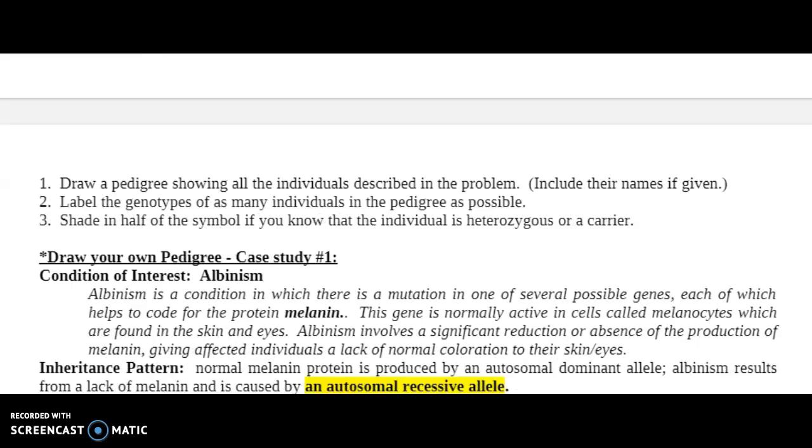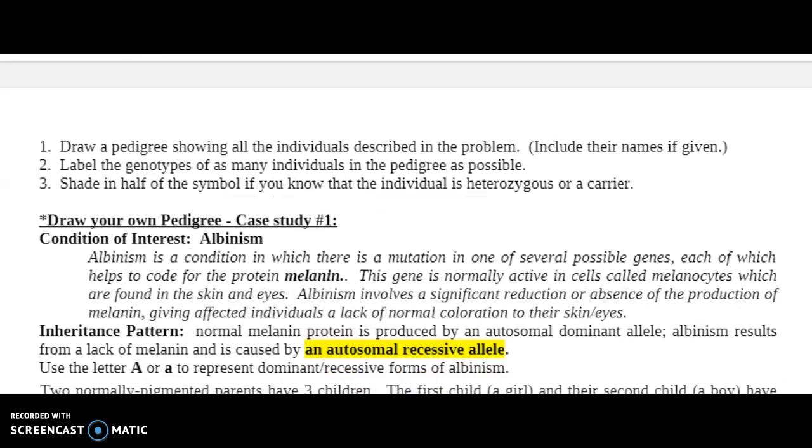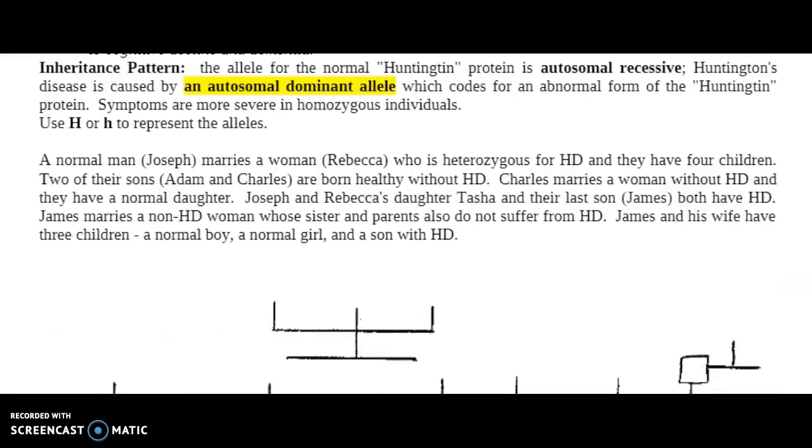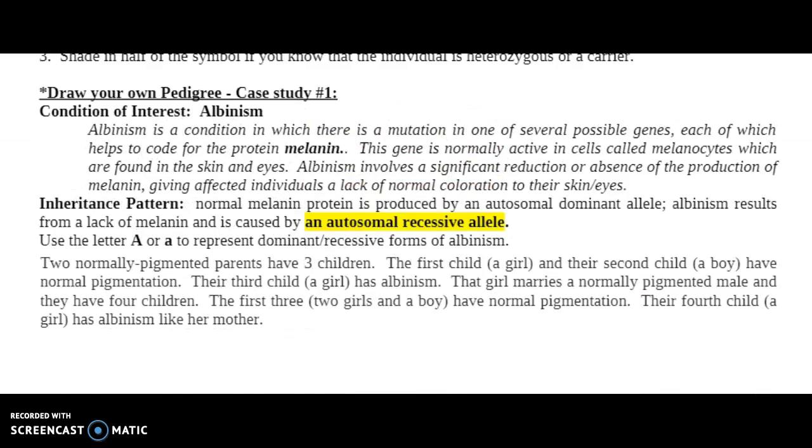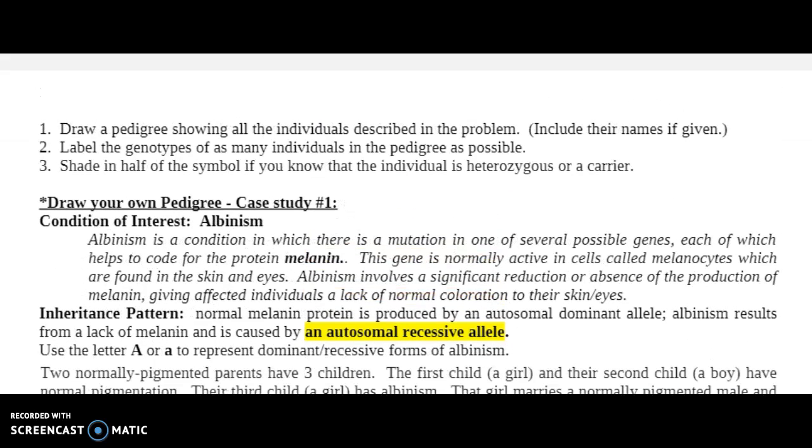This one says your turn. It says draw a pedigree showing all of the individuals described in the problem. Include their names if given. Label the genotype of as many individuals in the pedigree as possible, shading half of the symbol if you know that person is heterozygous or is a carrier. So you're going to look at these case studies, draw your own pedigree, and fill it in as much as possible. I will help you with number one and get started here, and then I'm going to leave the others for you to finish.